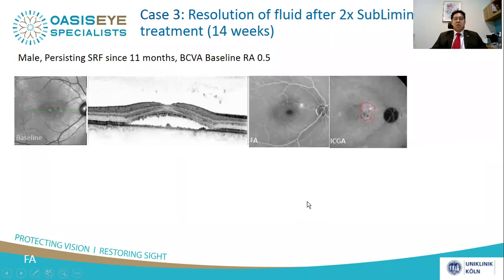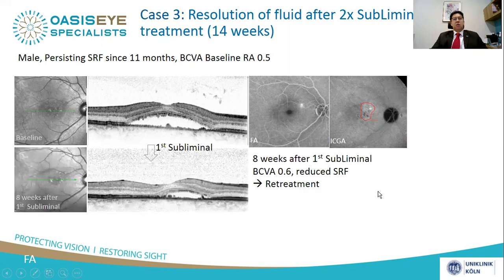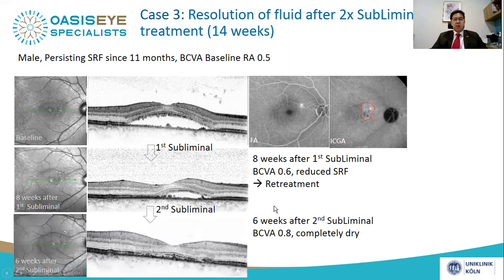Here's a patient with almost 1 year history of chronic CSCR, and with treatment through the areas of hyperfluorescence on fluorescein and ICG angiography, there is reduction in the fluid, but vision did not improve very much because of the chronicity. But retreatment was done after 2 months. I will wait at least 2 months, and you have to repeat the angiography to see where the leakage is. And after the second subliminal laser treatment, it was completely dry.